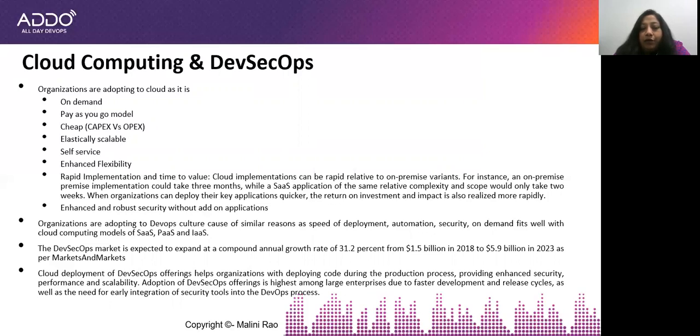Cloud deployment of DevSecOps offerings helps organizations with deploying code during the production process, providing enhanced security, performance, and scalability. What we have seen is that adoption of DevSecOps offerings is highest among larger organizations due to faster deployment and release cycles, as well as the need for early integration of security tools into the DevOps process. So cloud and DevSecOps go hand in hand, because the need for DevOps on cloud is higher: it is flexible, scalable, and rapidly implemented. That fits in well when DevOps goes on cloud.